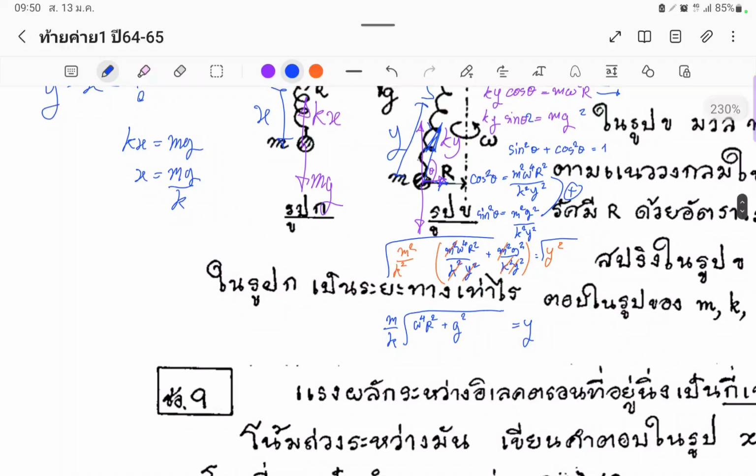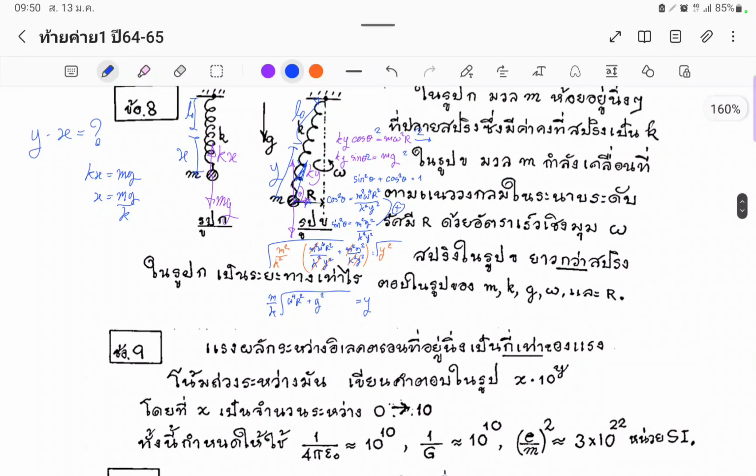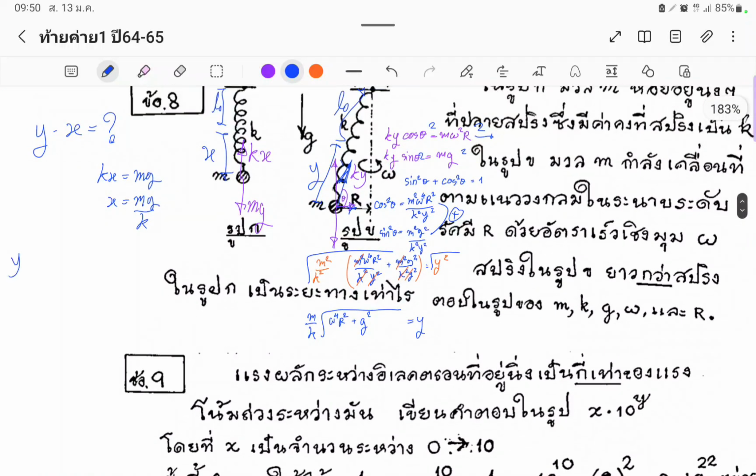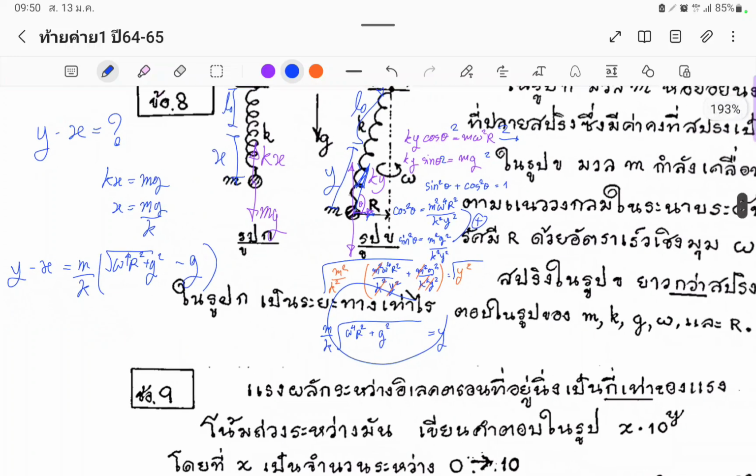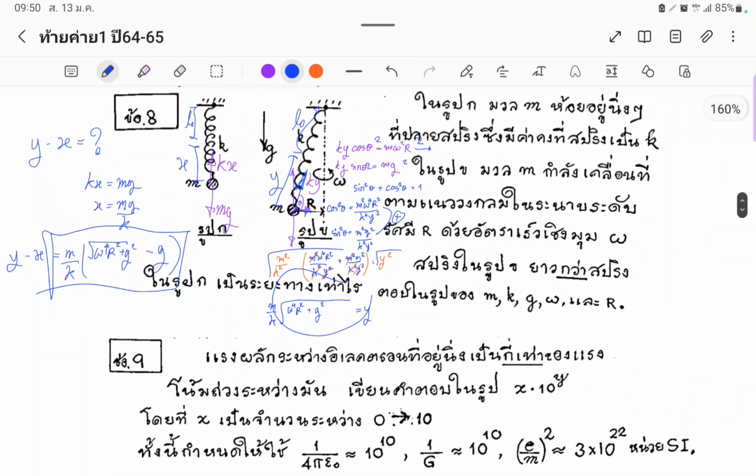And then, what do we want to know exactly? I forgot. We have to find y minus x. Oh, they want y minus x. So we just take these two and subtract them from each other. Let's just pull the m by k out, and then we have the square root of omega to the fourth r square plus g square, and then from this one we're left with g. Yep, and that's the answer.